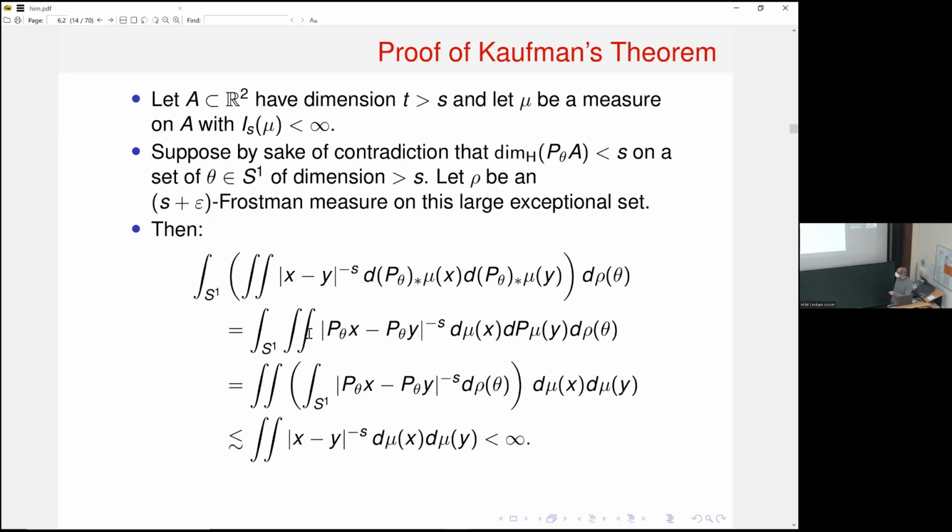And estimating this integral is not difficult. So first of all, by definition, we are just taking mu and pushing it down via the projection. That means that we can apply the projection inside and integrate with respect to mu. And once we do that, we just apply Fubini, integrate with respect to rho first. And then there is a short calculation using the fact that rho is a Frostman measure that gives that this is bounded by a constant times the distance from x to y to the minus s. And this is the s-energy. And by assumption, it is finite. So that's all. So that's the proof.